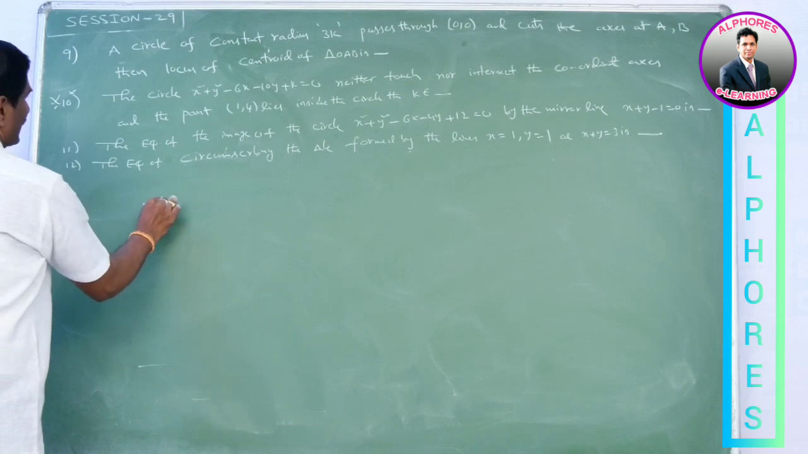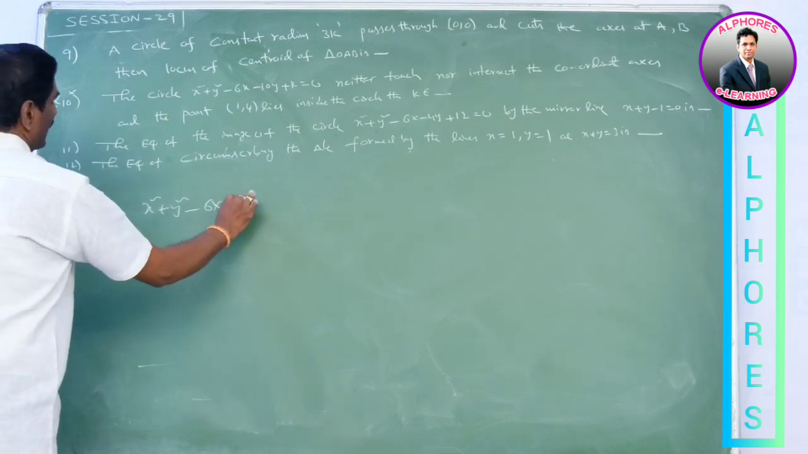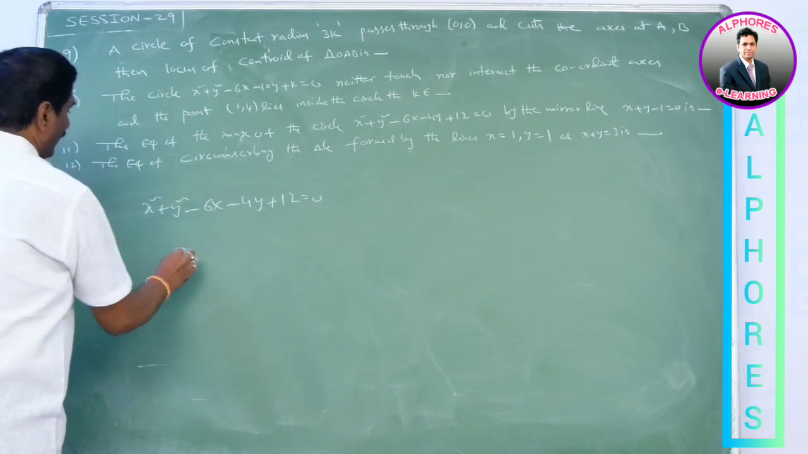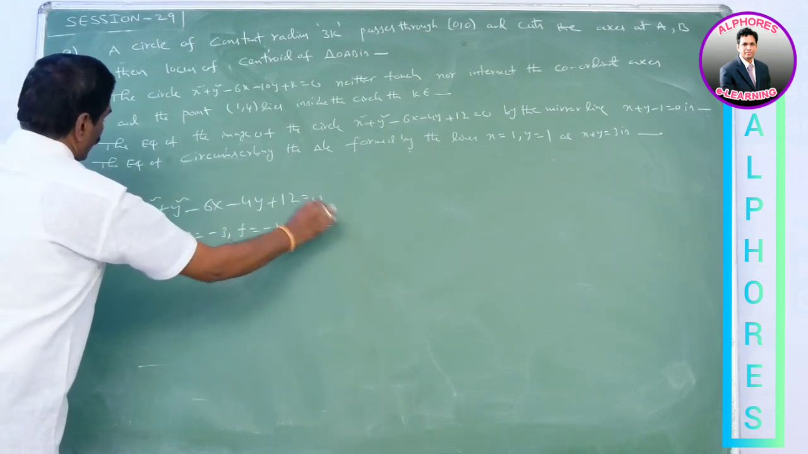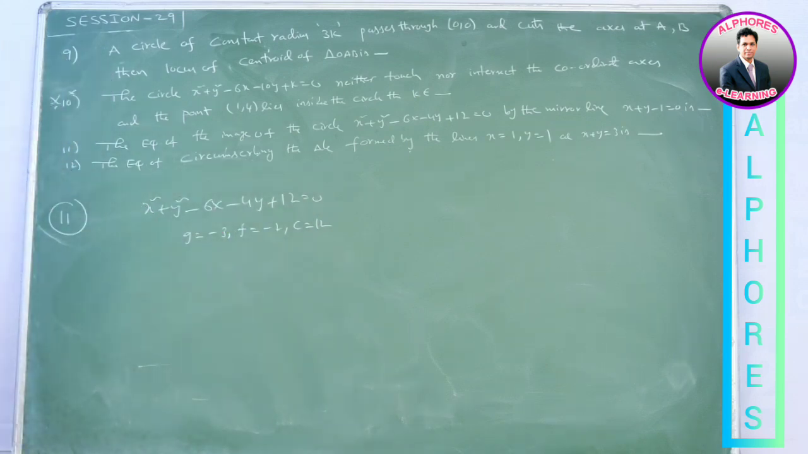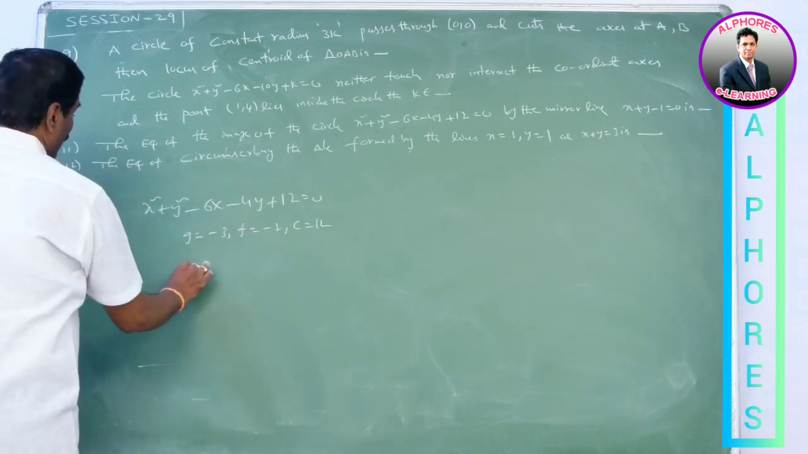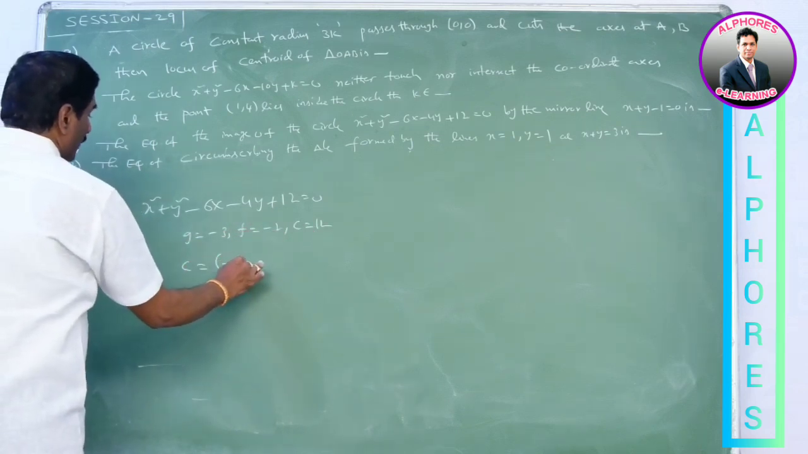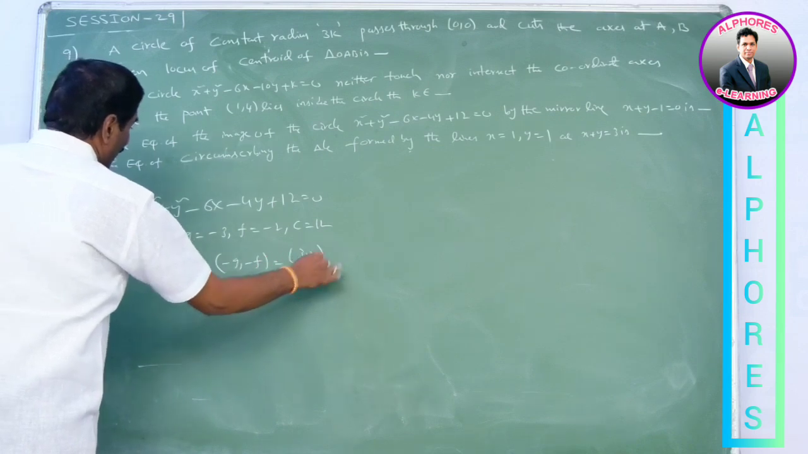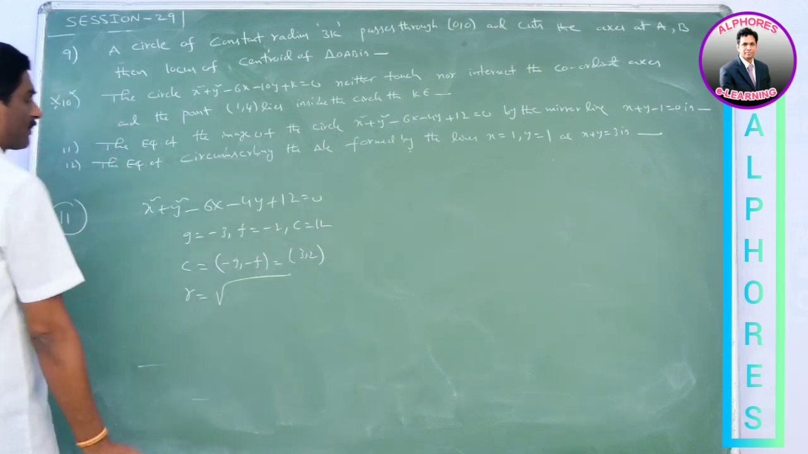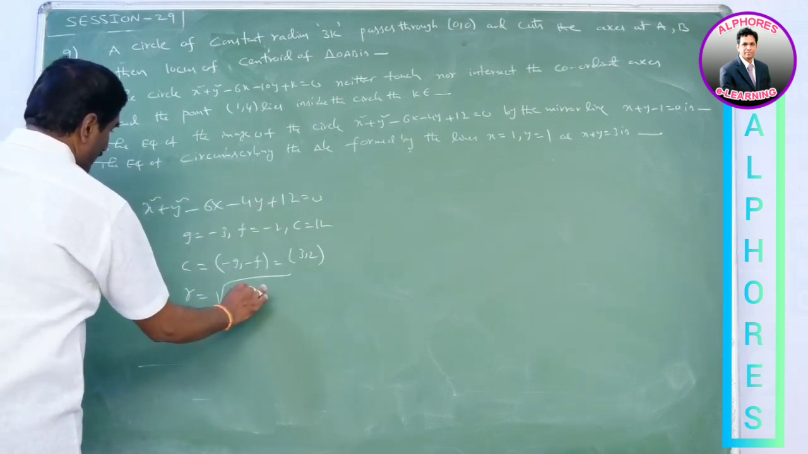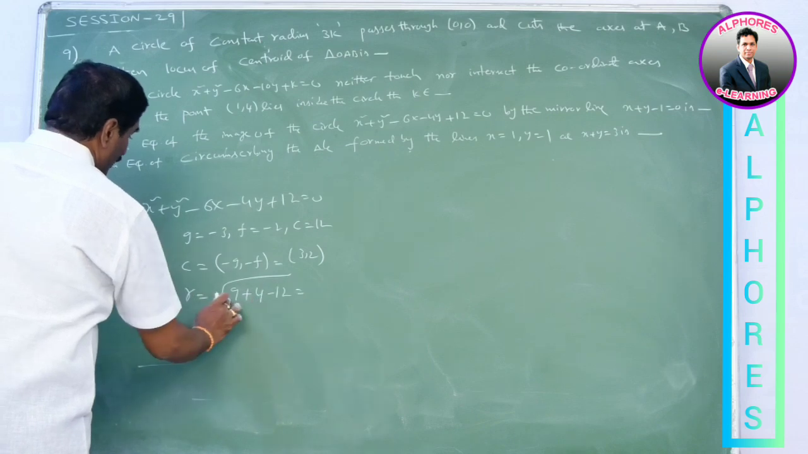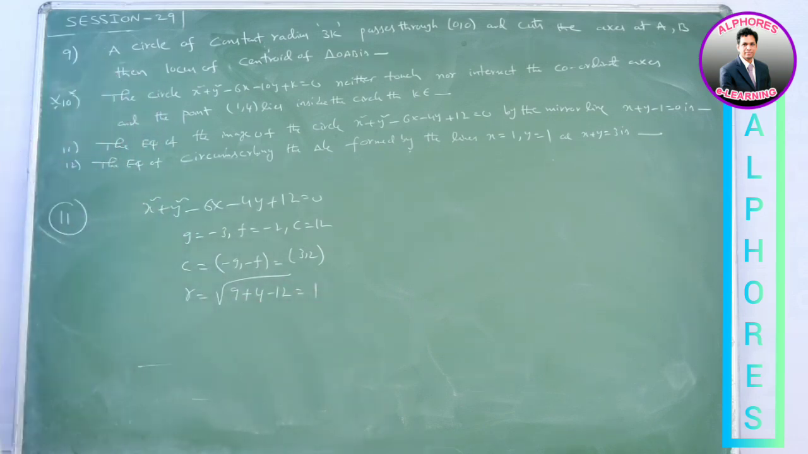Here the equation of the circle is x square plus y square minus 6x minus 4y plus 12 is equal to 0. Compare this equation with the standard form x square plus y square plus 2gx plus 2fy plus c. So g is equal to minus 3, f is equal to minus 2, c is equal to 12. Center of the circle is minus g comma minus f, that is equal to 3 comma 2. And radius of the circle is root over g square plus f square minus c, that is 9 plus 4 minus 12, root 1. Radius of the circle is 1.